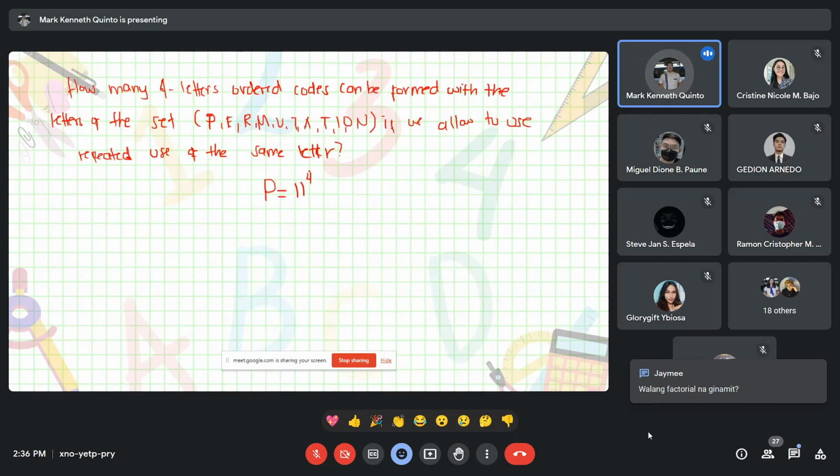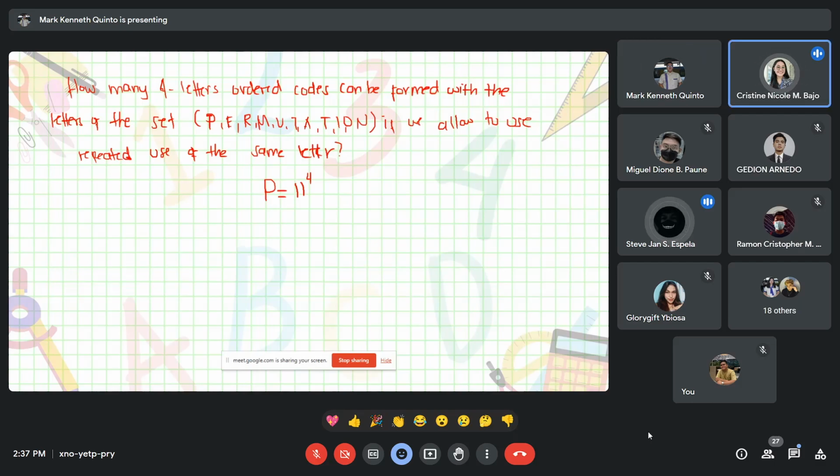So, anong ginamit dito na permutation? Linear? It's still linear. But since we have to use permutation of and taken are at the same time, ang sabi, repeated use, sige.